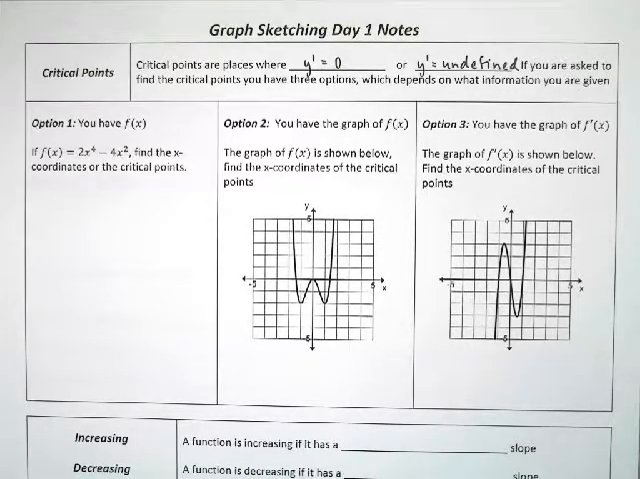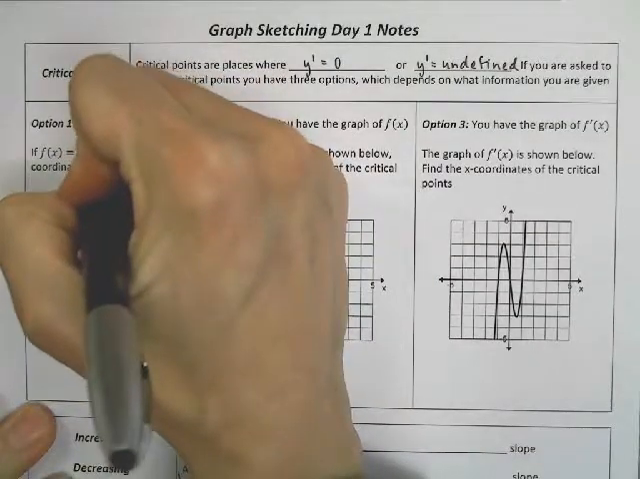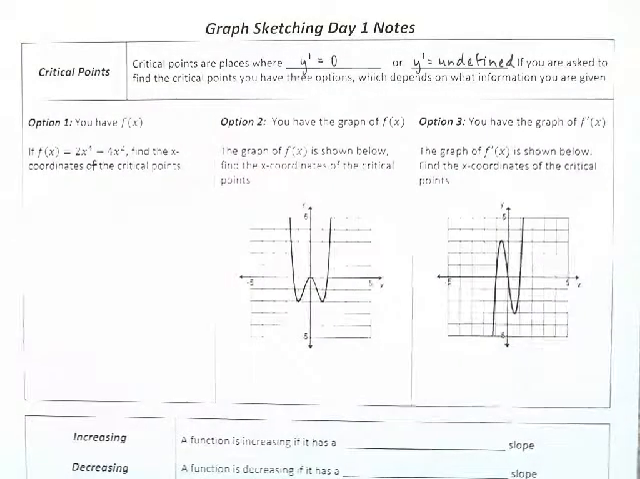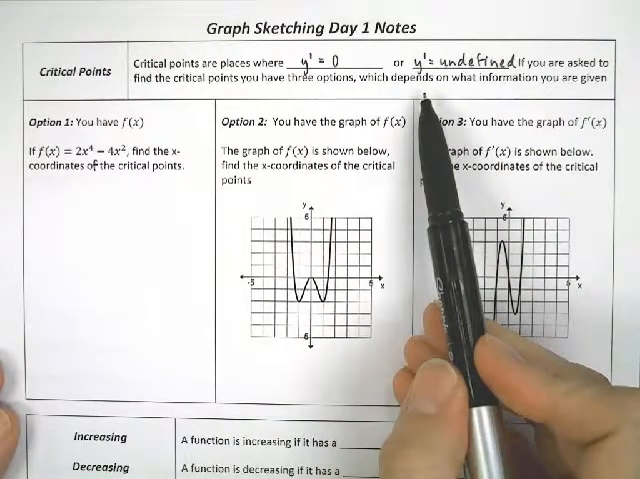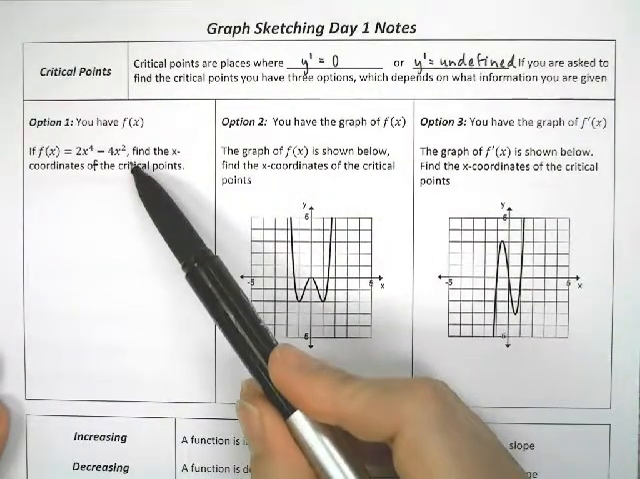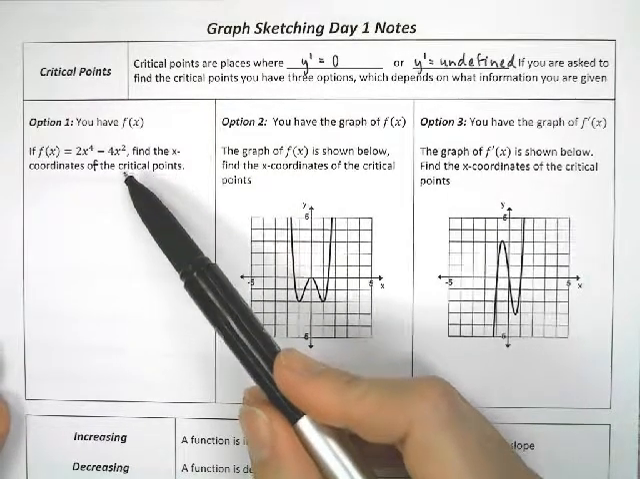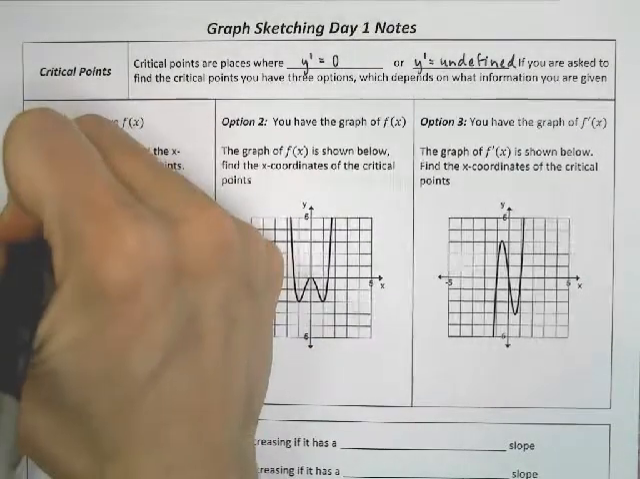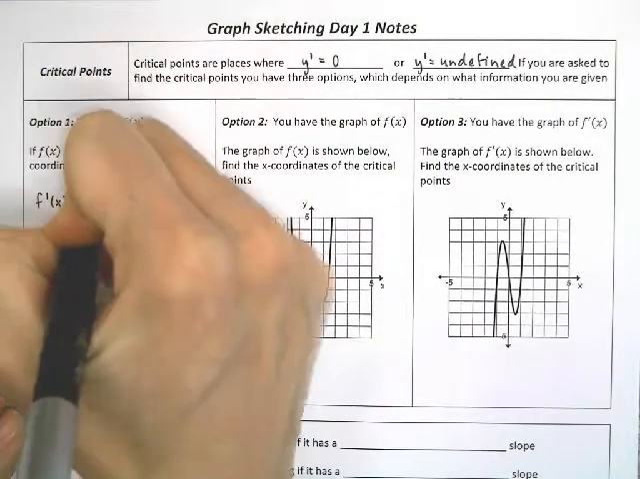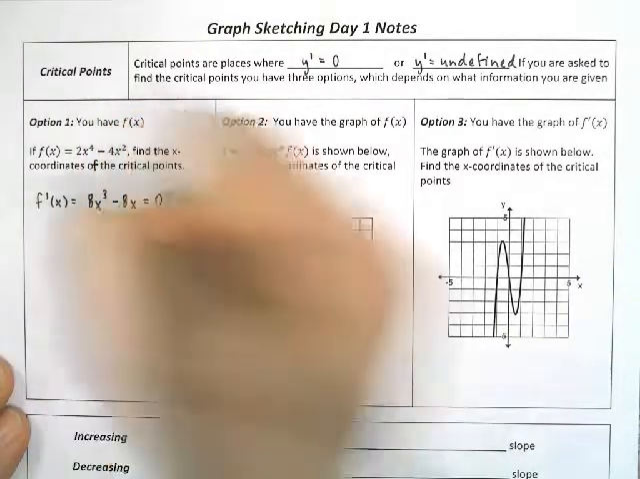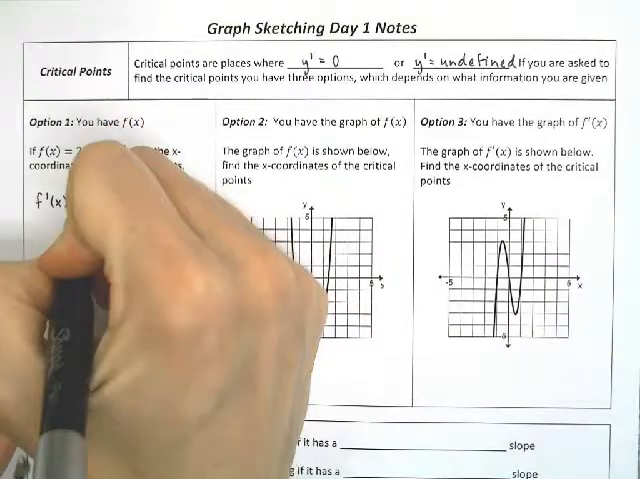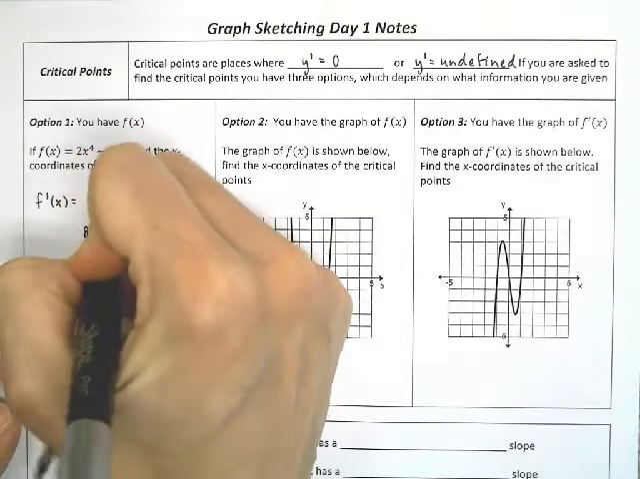So for example, if f of x equals 2x to the fourth minus 4x squared, it wants us to find the x coordinates of the critical points. So we know it's going to be where y prime is equal to 0 or it's undefined. Now since this is just a polynomial function, we know those are continuous everywhere, so that derivative is never going to be undefined. So I'm going to go ahead and find out where that derivative, f prime of x, which is going to be 8x cubed minus 8x, is equal to 0. So I can factor out an 8x.